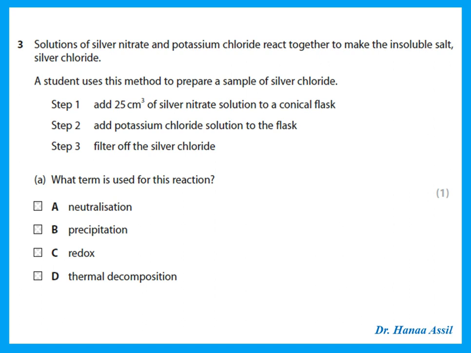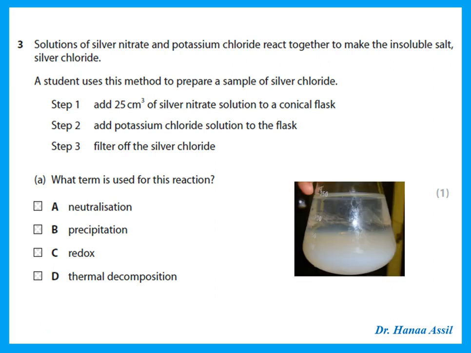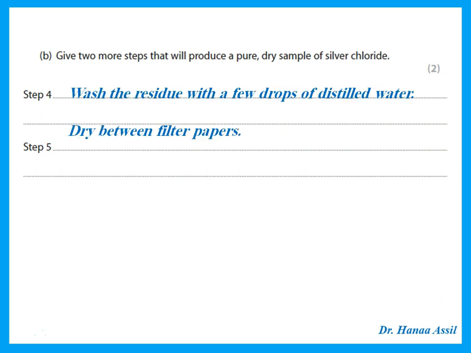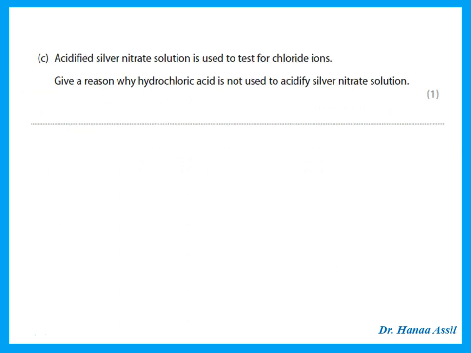So what term is used for this reaction? When we form a precipitate, this is called precipitation. Give two more steps that will produce a pure dry sample of silver chloride. He already said that he added them together. What should he do after that? Wash the residue, filter. He already filtered. So wash the residue with a few drops of distilled water and dry between filter papers.